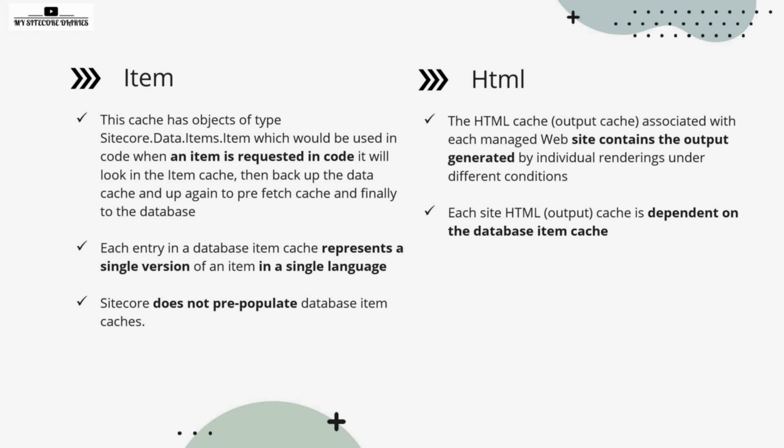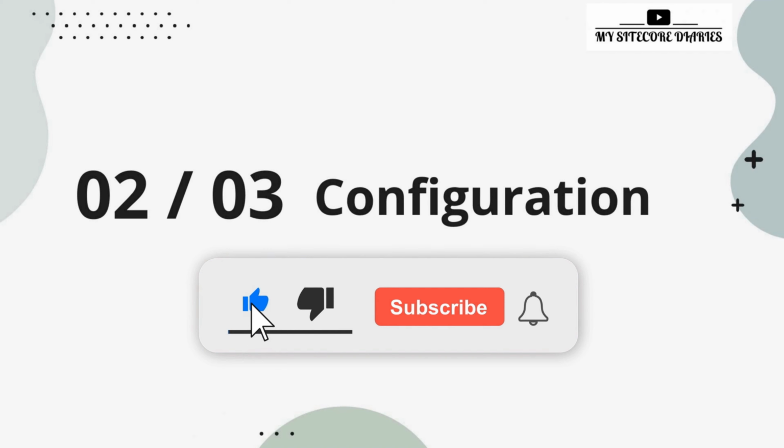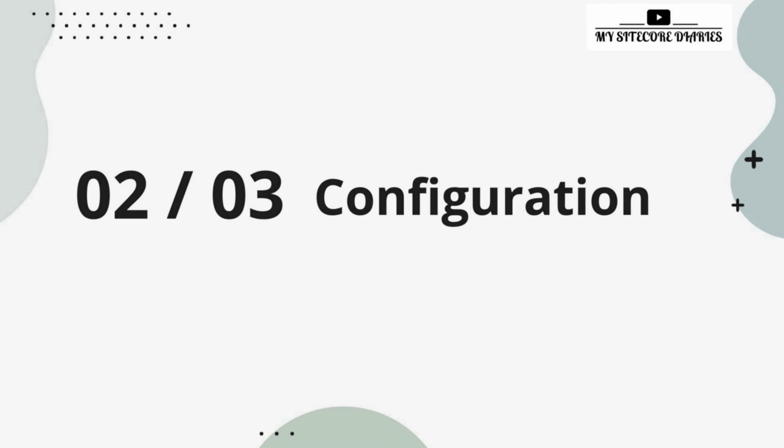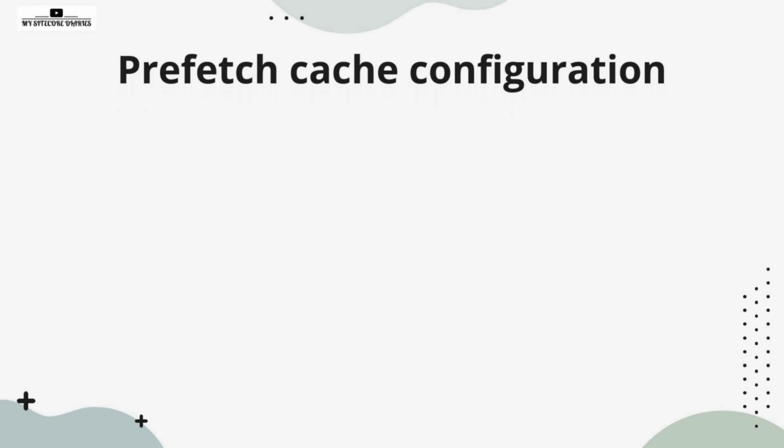So these are the 4 layers of caching in Sitecore. Now we will see how these caches are configured. Let's see how to configure the caches and what are the different ways the HTML caches can be enabled. First we will see the Prefetch cache configuration.